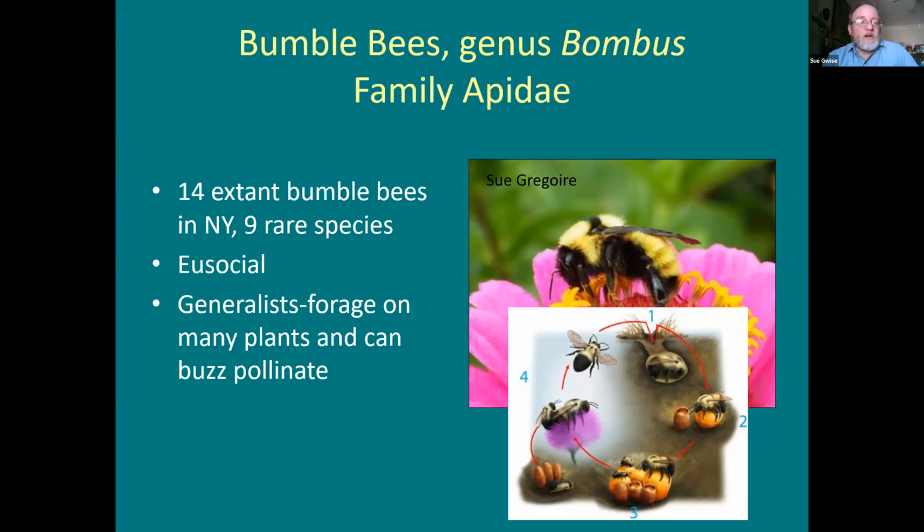But one of the historical or possibly extirpated species is the rusty-patched bumblebee, which you might know as the only federally listed species of bee. New York isn't considered part of its range by the Fish and Wildlife Service only because it has not been seen here in over 20 years. I think 1999 was the last occurrence.